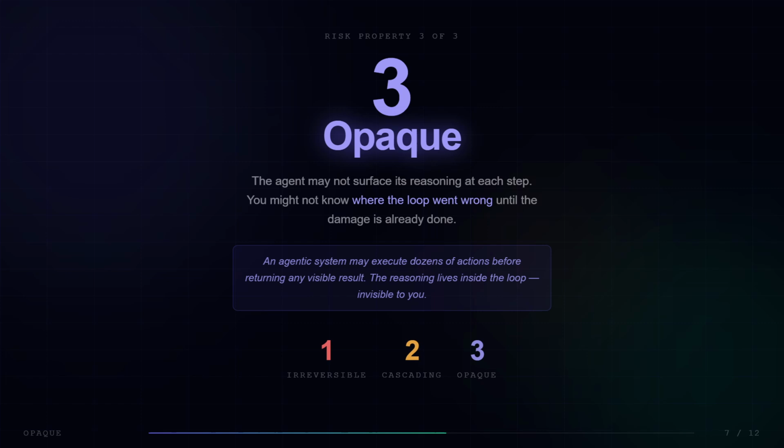And the third risk property is opacity. The agent may not surface its reasoning at each step. It may execute dozens of tool calls before returning any visible result. The reasoning lives inside the loop, invisible to you. You might not know where it went wrong until the damage is already done. 3 properties: irreversible, cascading, opaque. Memorize those. They will come up on your exam and in every product design review you run.